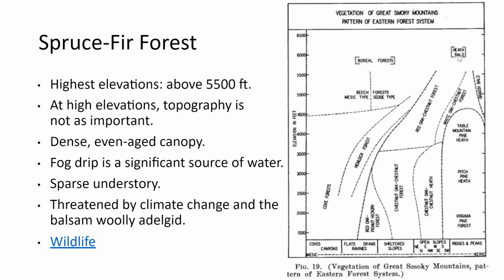Generally, these forests have a dense, very even-aged canopy, so all the trees are about the same age. And fog drip is a significant source of water, so there is plenty of precipitation, but there's also constant moisture in the air. Generally, with a thick, evergreen, even-aged canopy, there's not a whole lot in the understory except where there's openings. And this forest type is really threatened by climate change, as well as an invasive insect called the balsam woolly adelgid. I'm going to click on this.